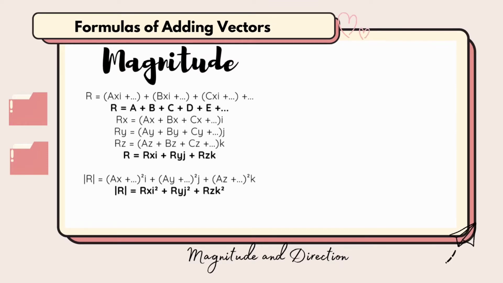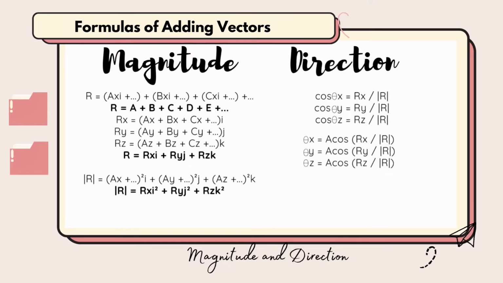The resultant x component is from adding the x component of the first vector, second vector, third vector, and so on. Same with the resultant y component and z component. Now, we can get the direction of the resultant vector.